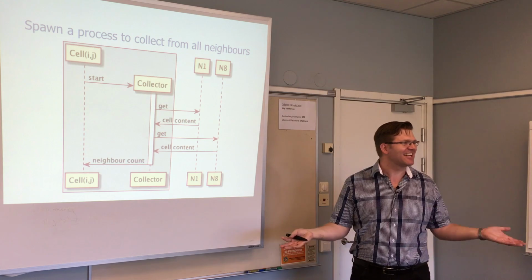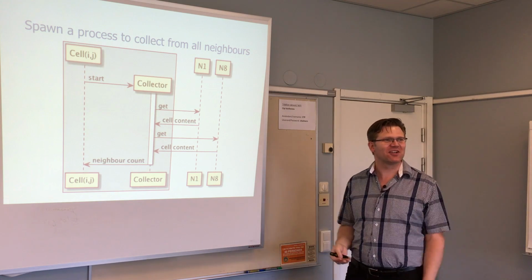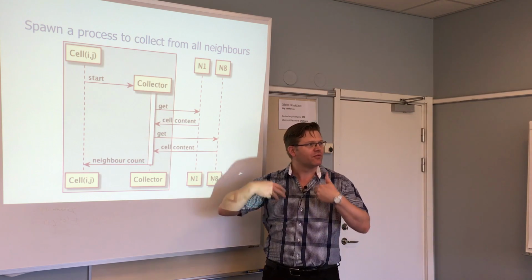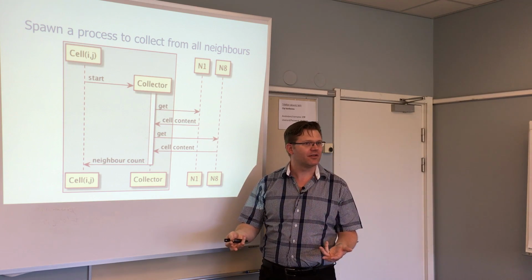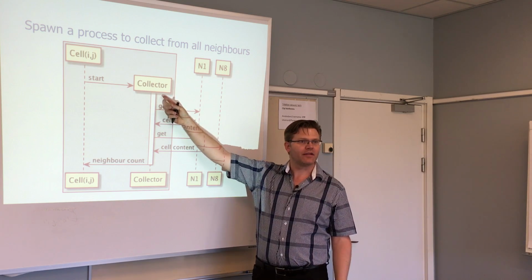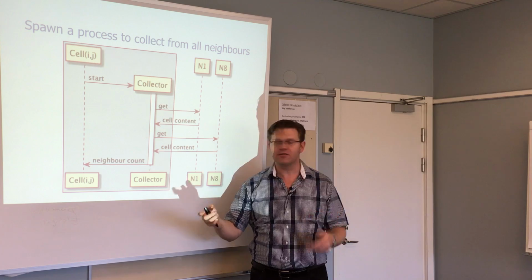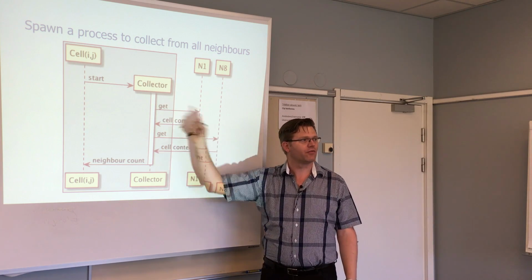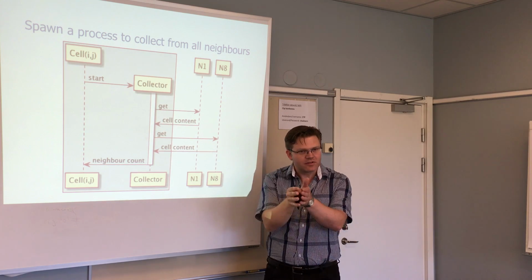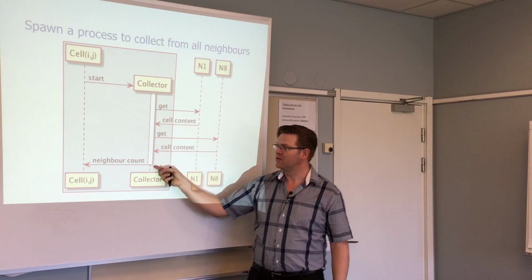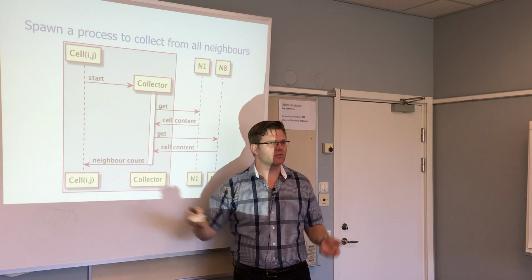Yeah, but that's how you do it, right? You put in another process. So here you can see the cell, whenever it wants to evolve one step in its life, it spawns off a collector process. And that actually, to a certain extent, makes sense, because what is the job of the collector? It's to ask all the neighbors and wait for replies. It's a very separate task it needs to do. Just do that, and when you're done, tell me back. So that actually makes sense.